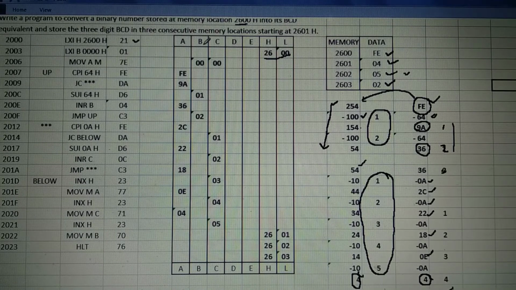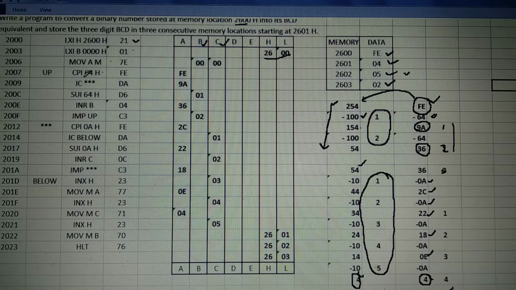Here, counter how many times? Once you subtract 64, that means 100, you have to increment B by 1. Once you subtract 10, that is 0A, you have to increment C by 1. So LXI B 00, bring the number to accumulator, it is compared with 64.